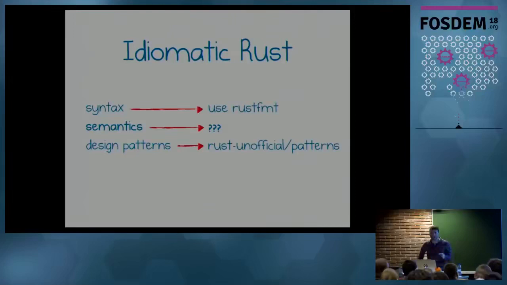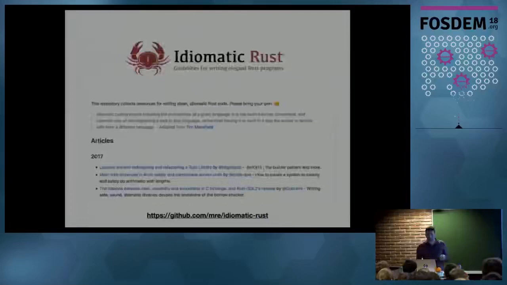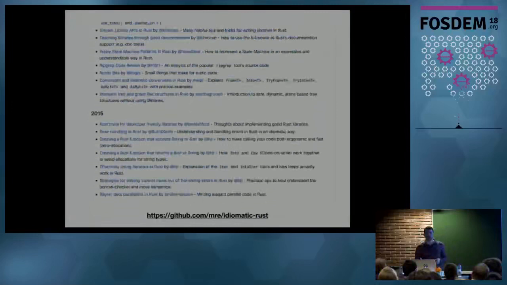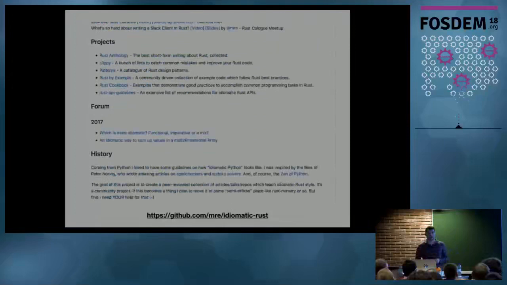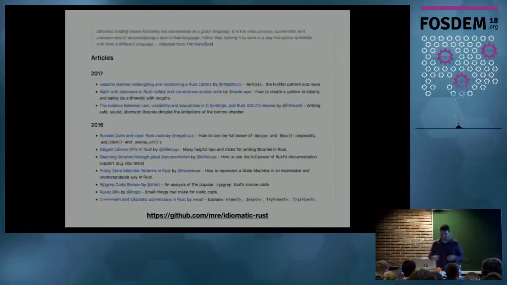But for semantics, I did not know where to start. I was looking for a lot of resources, and I couldn't find them. When I started, there was literally none. So I had an idea. What if I started collecting a list of things where intermediate Rust developers could go and read about more sophisticated code? So there are a few links from projects and talks. Actually, a lot of people that contributed are here. So yeah, ask them if they know something about it.